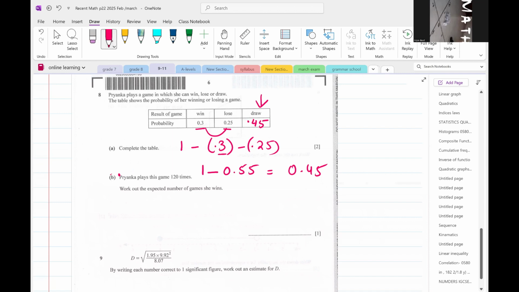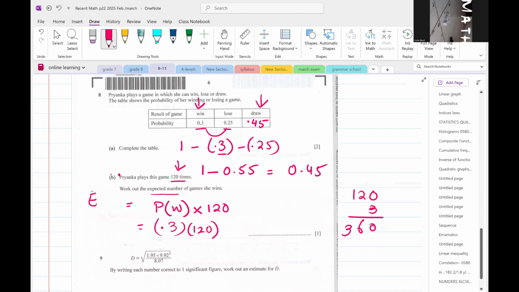Moving forward, Priyanka plays this game 120 times. Work out the expected number of games she wins. Probability of winning times the number of times this game has been repeated, the frequency, gives you the expected number of games. So probability of win is 0.3 times 120. How are you going to multiply? 120 times 3 will give you 360, and then put a decimal after one decimal place, starting from the right hand side. I'll put the decimal here and we get our answer, which is 36.